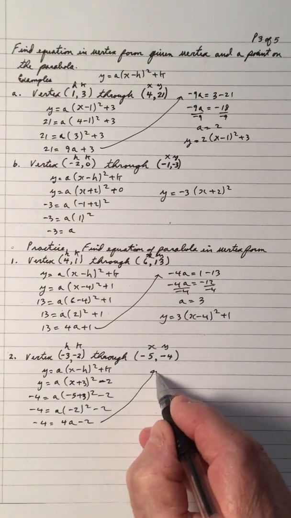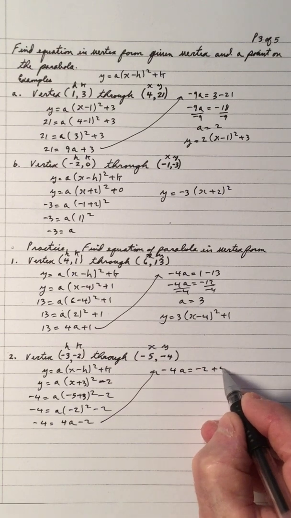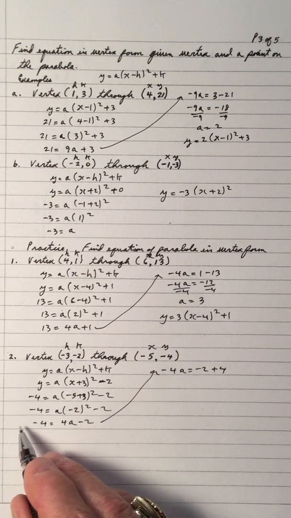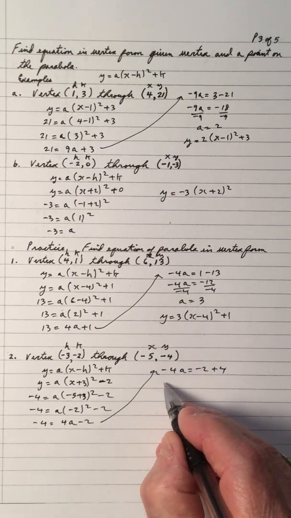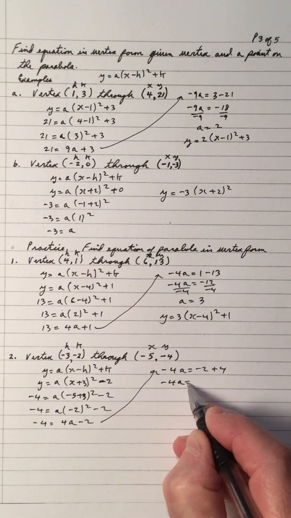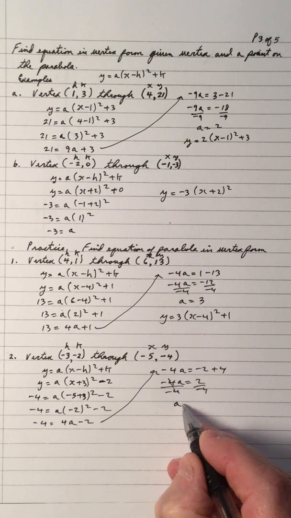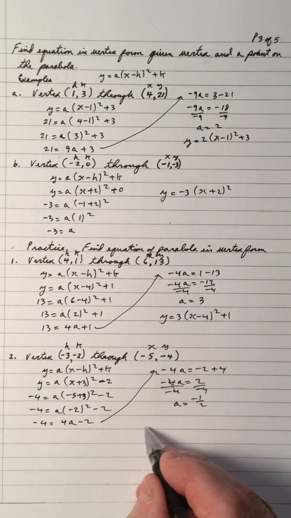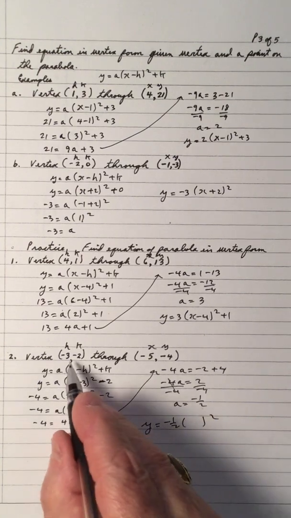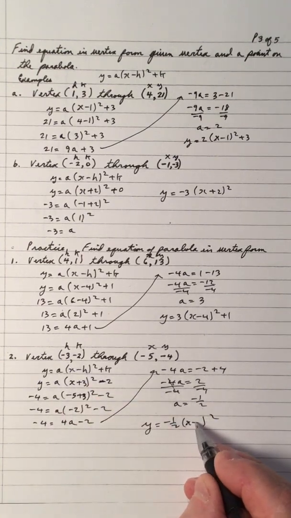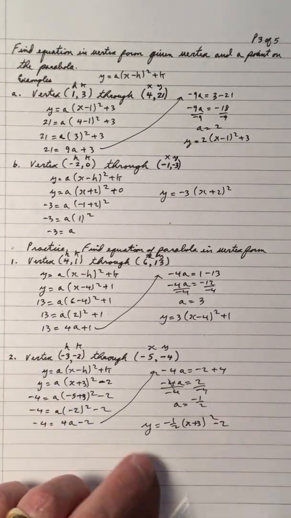And we can go up here. So negative 4a equals negative 2 plus 4. Remember, the variables, the way I do it, I move my variables to the left and my numbers to the right, and I change the signs. So negative 4a equals 2 divided by negative 4, and cancels. A is negative a half. So the equation, a is negative a half, and minus minus 3 becomes a plus 3 minus 2, equation of the parabola in the vertex form.